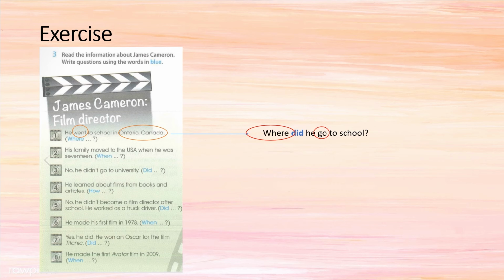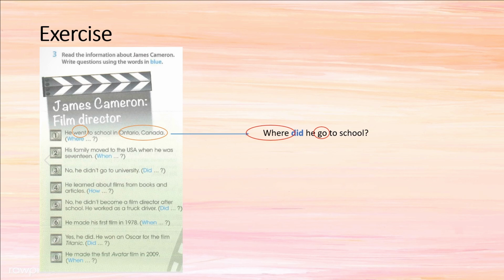Let's look at number 2. His family moved to the USA when he was 17. The question word given to you is when. So you have to start with when. When did. Now you have to identify the subject used in this sentence. When did his family? Okay, that's good. When did his family?